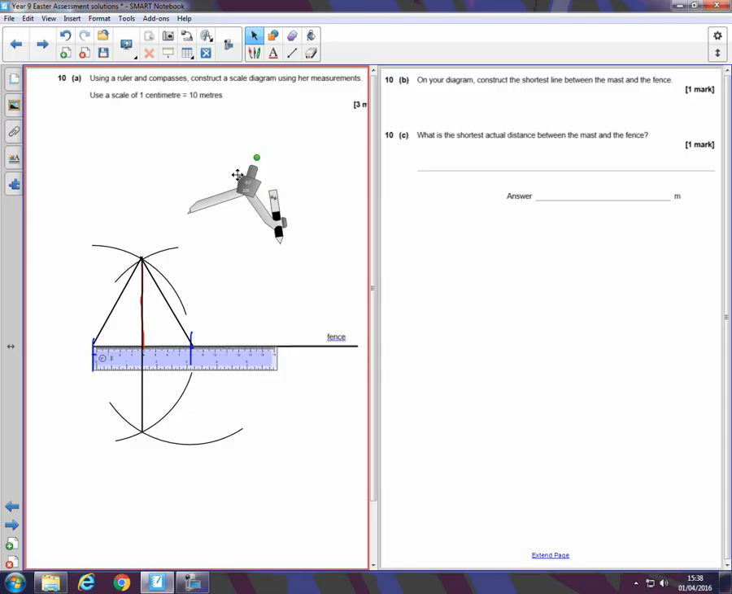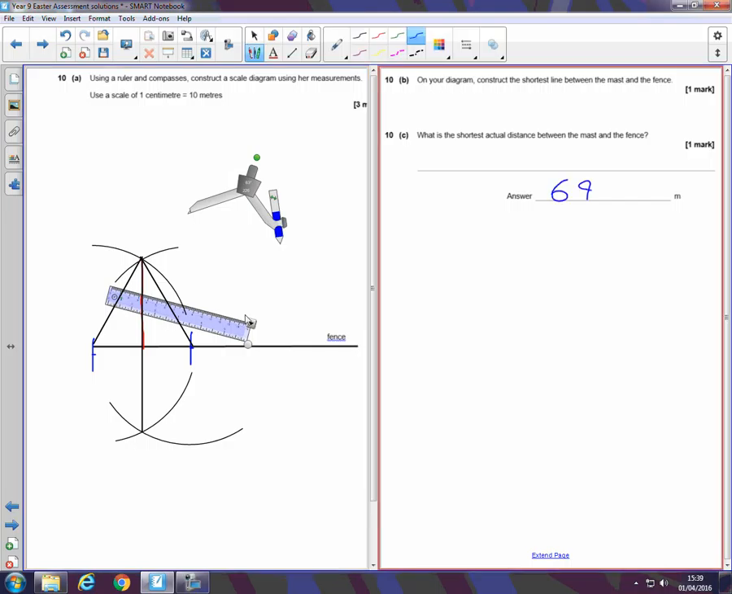Then all we've got to do in part C is measure that distance. So if you get your ruler out, you will find that it is approximately 6.9 centimetres. You should get that distance from the mast to the fence.